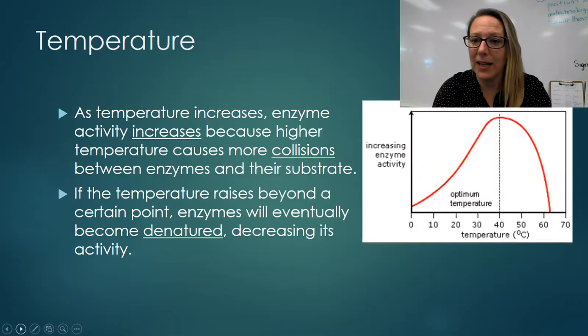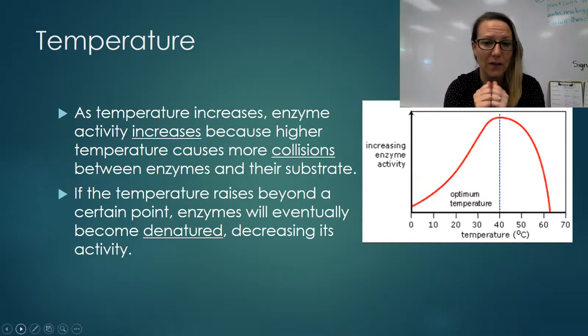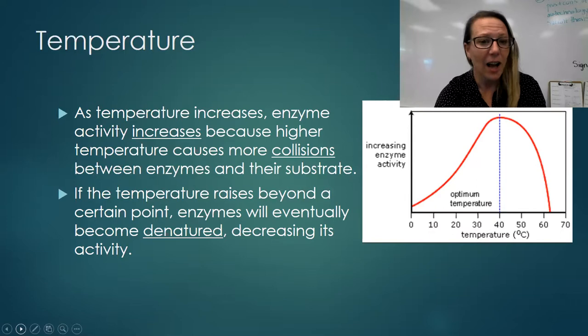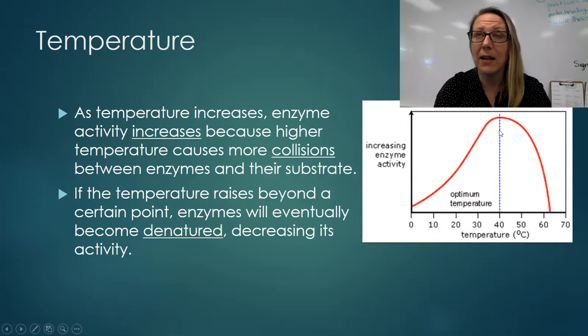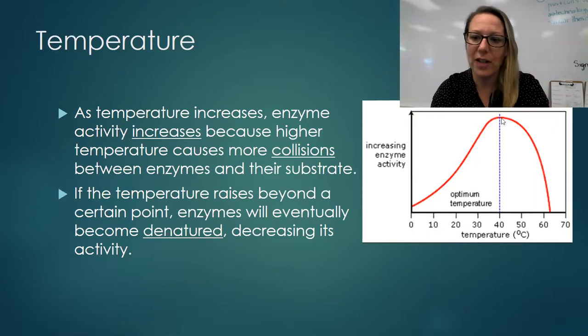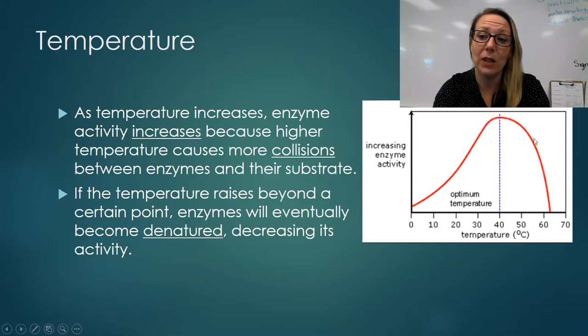The second one is temperature. As temperature increases, enzymes will increase their activity because more molecules are bouncing off of each other. You should remember that from diffusion in grade 8. But if the temperature goes beyond a certain point, they'll start to get denatured, change their shape, and be completely useless. So usually our optimal temperature is 37 degrees. Once you get past 40, you can see it really declines, and then it will stop completely at 65 for sure, because they're all denatured.